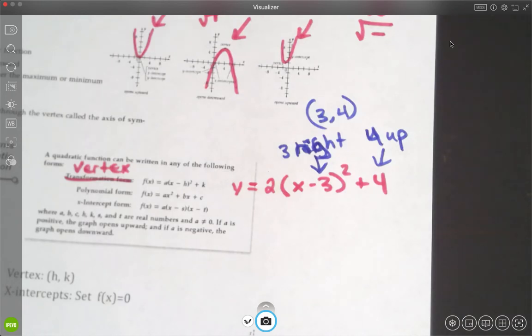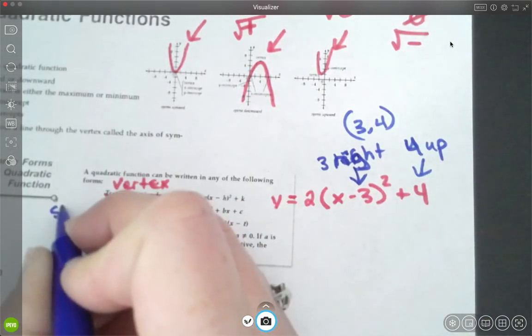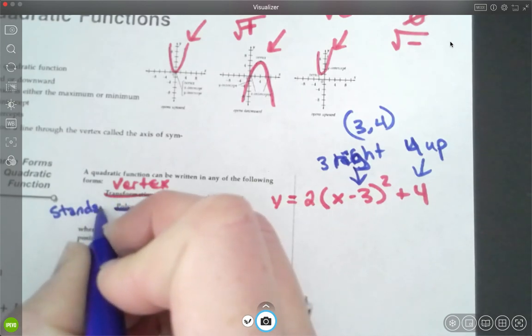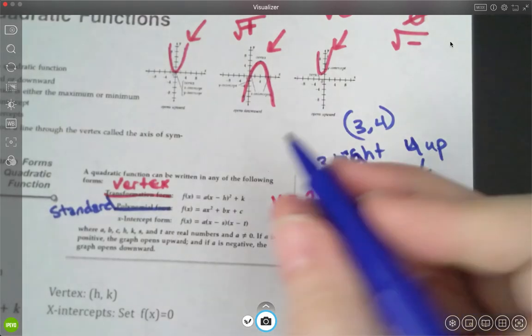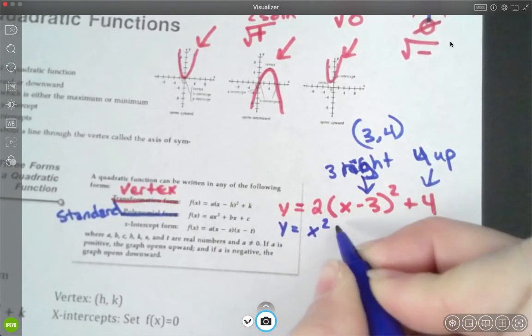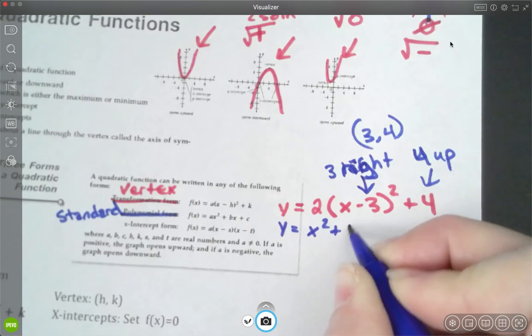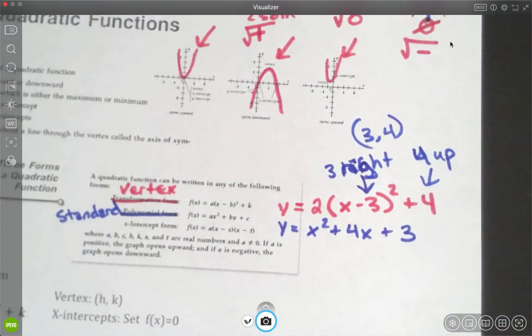All right, now the next one is called polynomial form. I refer to this as standard form. Your book will call it polynomial form, but I like to write it in standard form. Standard form is the form that you think of when you think of a polynomial function or a quadratic function. So this would be like y equals x squared plus 4x plus 3. That is standard form. It's written x squared, x, number, no parentheses, nothing like that.